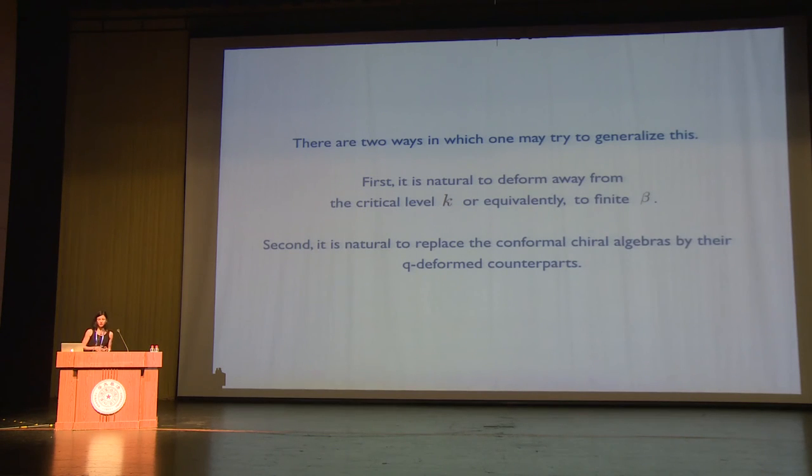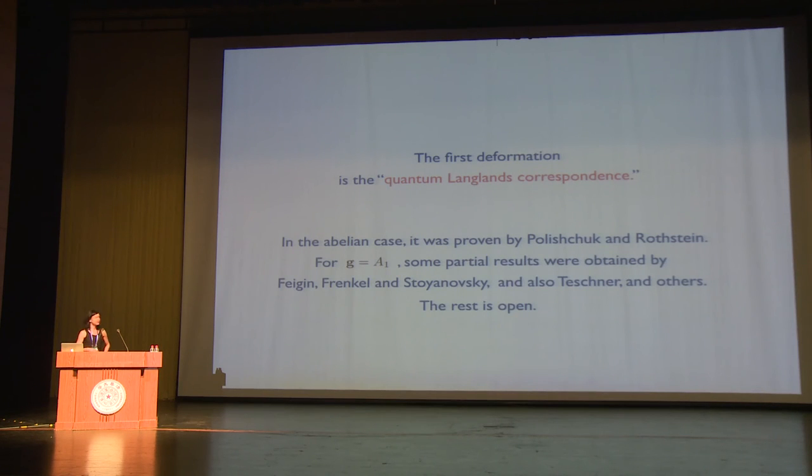Now, there are two ways you might try to generalize this. Firstly, it's natural to deform away from the critical level, k, or equivalently to finite beta. And secondly, it's natural to replace the conformal chiral algebras by the Q-deformed counterparts. Now, the first of these has been studied. It goes under the name of quantum Langlands correspondence. In the abelian case, it was proven by Polishchuk and Rothstein. For G equal to A1, there are some partial results due to Frenkel with Teschner and others, but the rest is open.